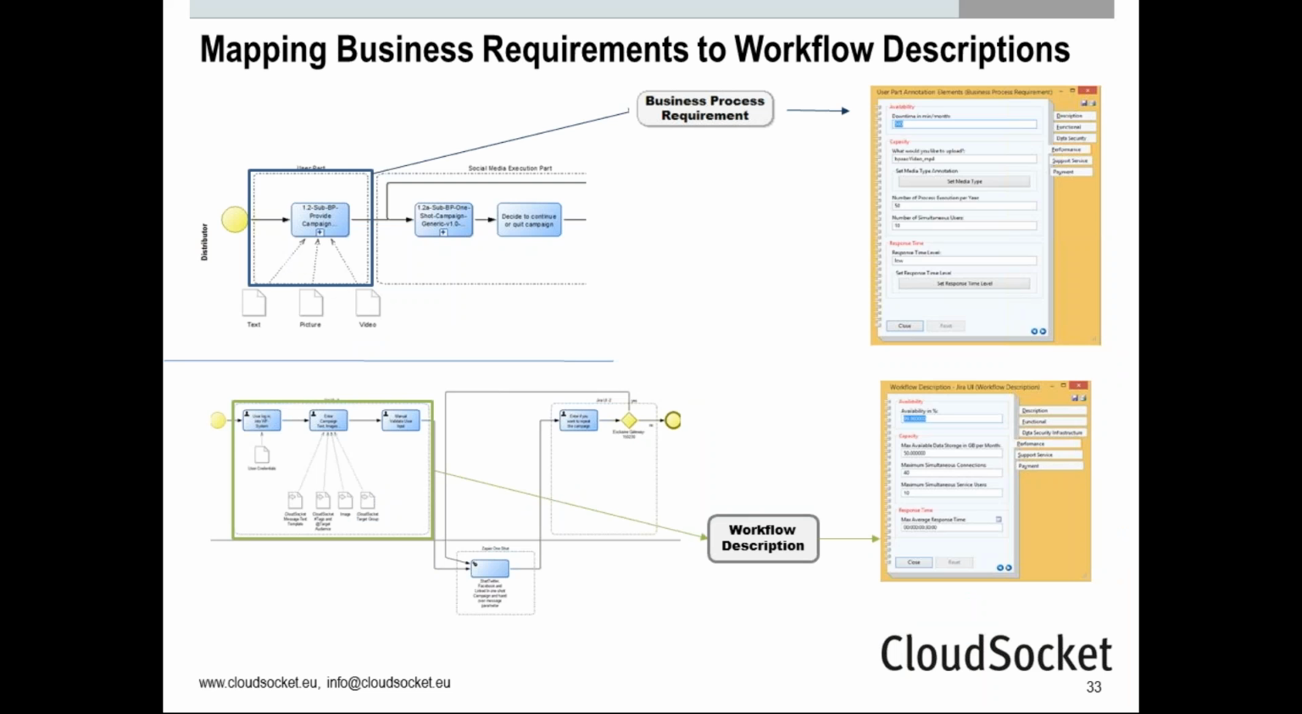So we collect the requirements from the business processes and the workflow descriptions, and then we make a mapping between the two. So we look at the corresponding attributes, in this example the availability, and we compare the availability that is defined as a requirement with the availability that is described in the workflow description.